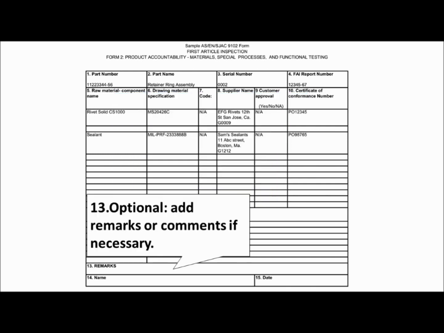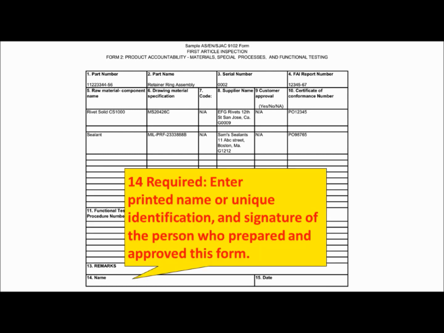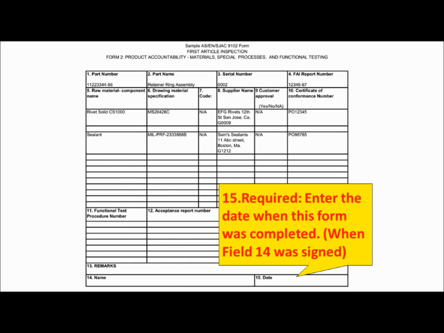Field 13 is optional. Please add remarks or comments if necessary. Field 14 is required. Please enter printed name or unique identification, and signature of the person who prepared and approved this form. Field 15 is required. Please enter the date when this form was completed. When Field 14 was signed.